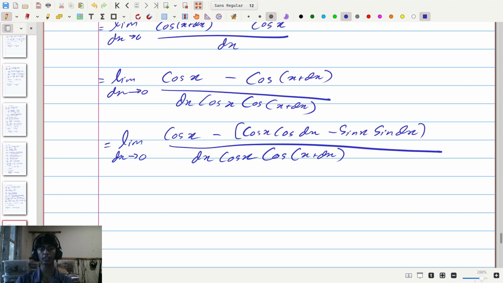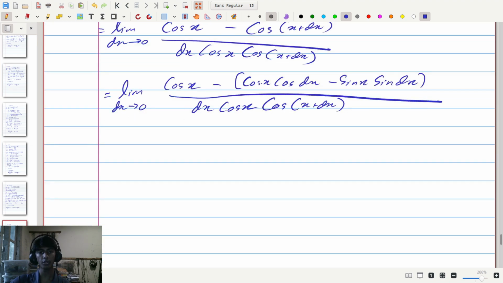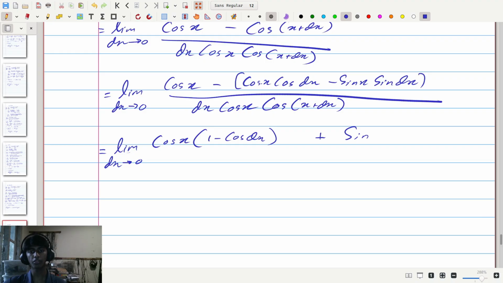Now then, we're going to take this negative sign, distribute it inside the middle, and then strategically group these terms in order to get nice limits. So here, with the limit as dx approaches 0 of, over here I'm going to take this cosine of x and this negative cosine of x cosine of dx, and group it into one term. I'm going to factor out the cosine of x here, so we have cosine of x times 1 minus the cosine of dx. I'm going to strategically take that thing, separate it from the other term, which is negative times negative sine x sine dx, which, negative times negative is positive, sine of x times sine of dx.